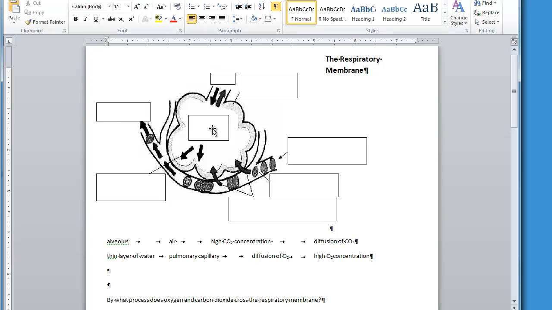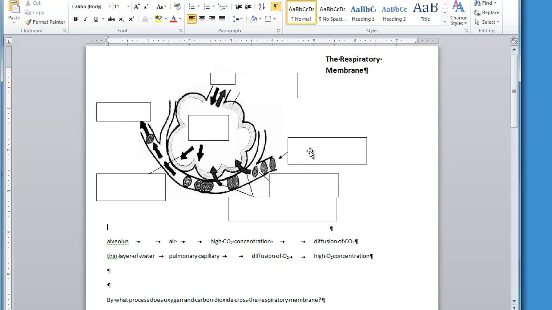And what we find is on the inside lining of each of the alveoli is a layer of water, and that water provides a nice moist environment for gas diffusion, because that water is the solvent in which the gases, carbon dioxide and oxygen, will dissolve into to cross this membrane from the alveoli to the pulmonary capillary and vice versa. So this is called a thin layer of water that we find lining inside of the alveoli.